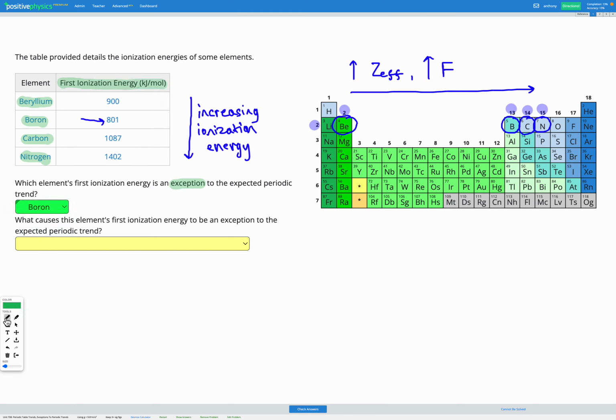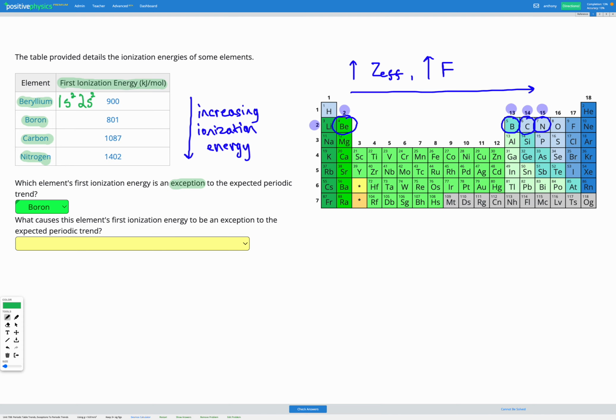So the next question is, what causes this element's first ionization energy to be an exception to the expected trend? To think about this, we're going to write out our electron configuration for each of these. Beryllium has 4 electrons, so let's write its electron configuration here. The first 2 electrons are going to go in the 1s subshell, and then the next 2 electrons are going to go in the 2s subshell. So 1s2, 2s2. That's our electron configuration for beryllium.